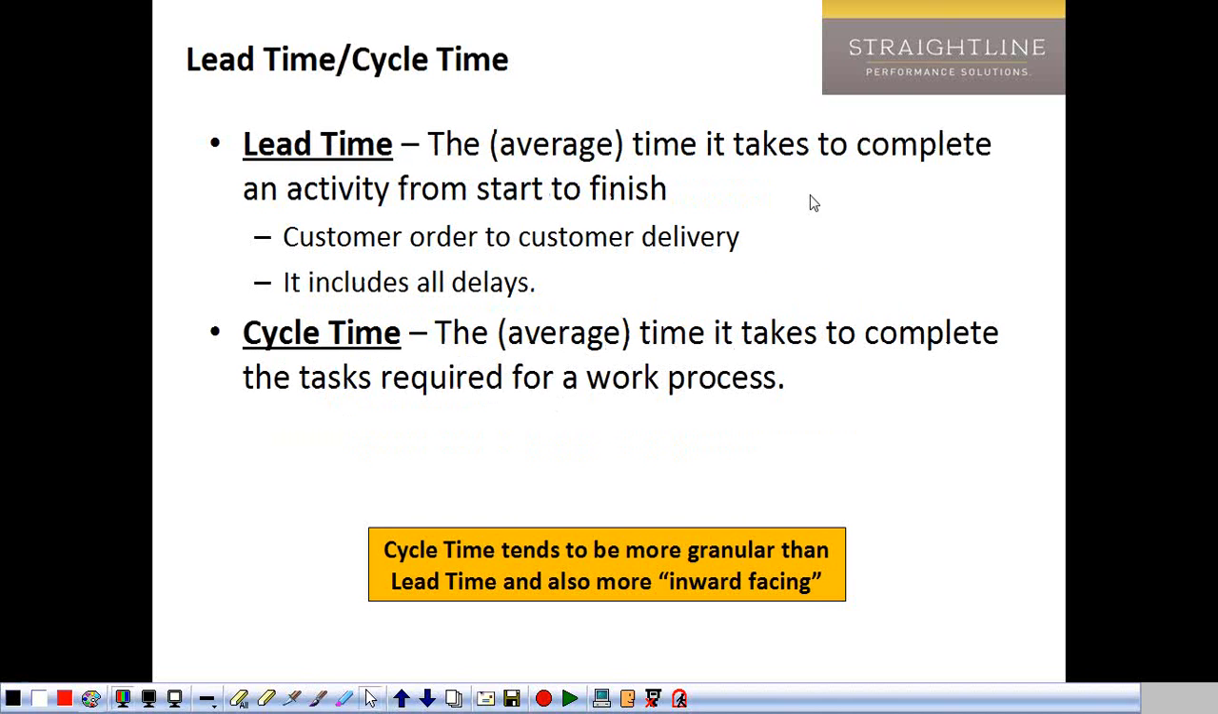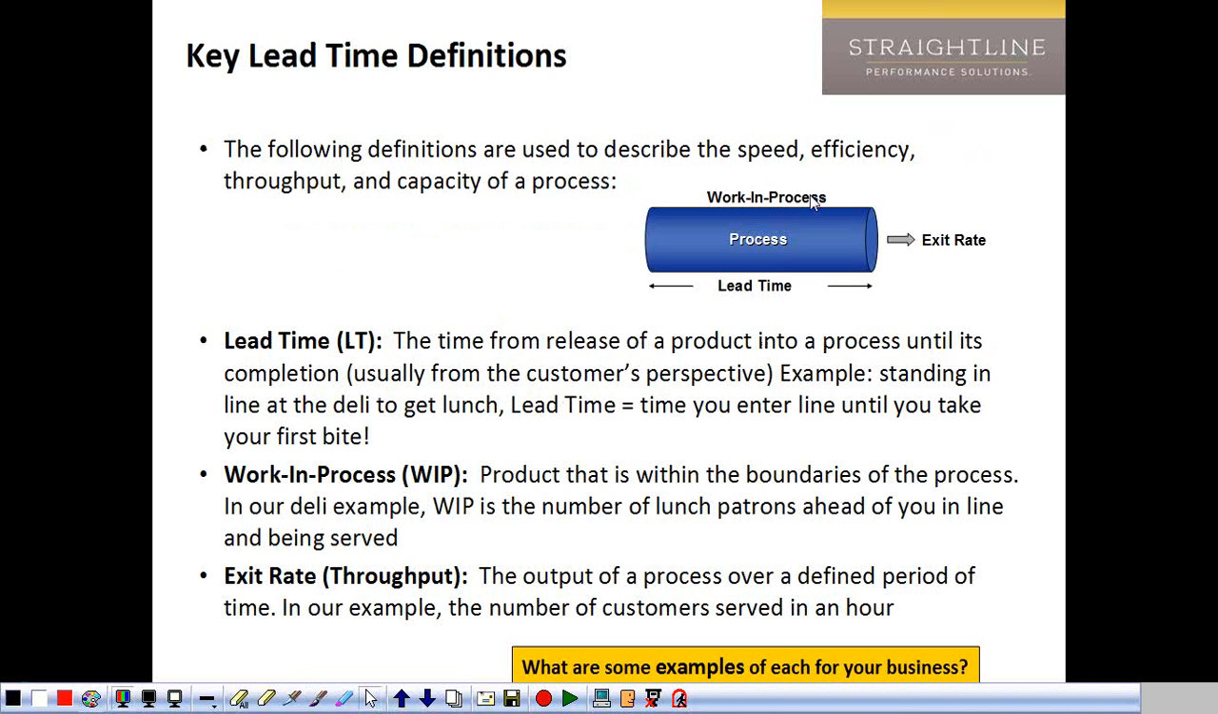Okay, let's move on to lead and cycle time, and a lot of people use them interchangeably. What we're going to say in this section is essentially lead time is the average time it takes to complete an activity from start to finish, and that's more like elapsed time. So it doesn't matter how long it was delayed. It includes all the delays. An example might be customer order to customer delivery, whereas cycle time is usually the amount of time it takes to complete the tasks. Now, that's not always true. Sometimes people talk about cycle time and lead time interchangeably.